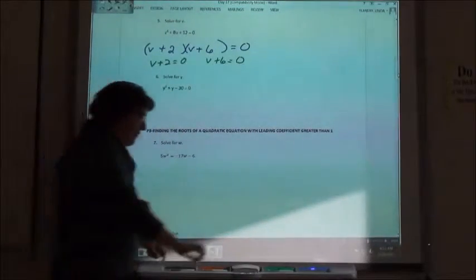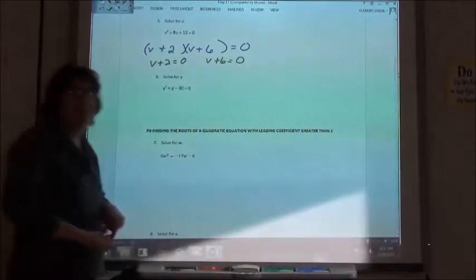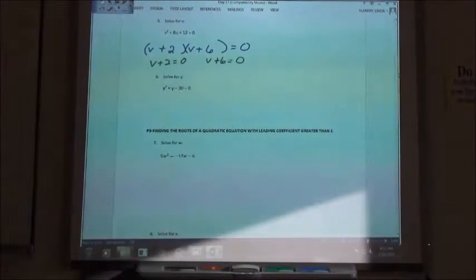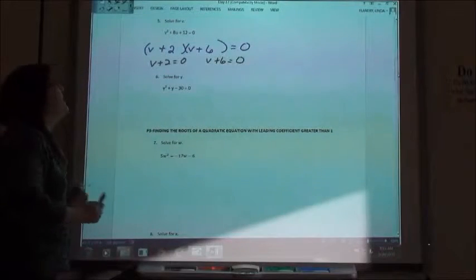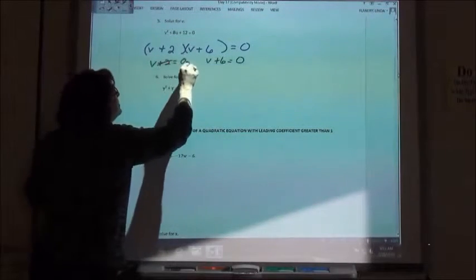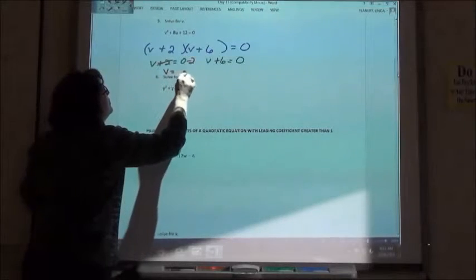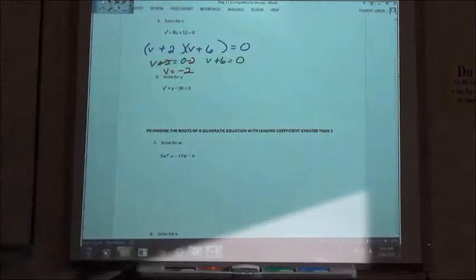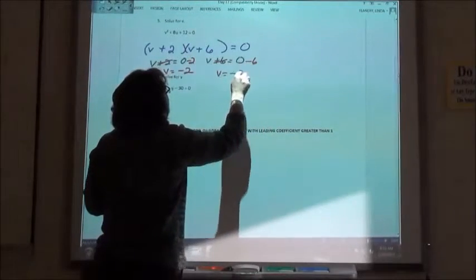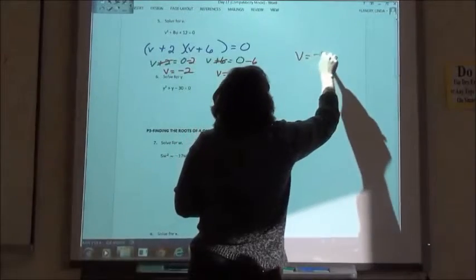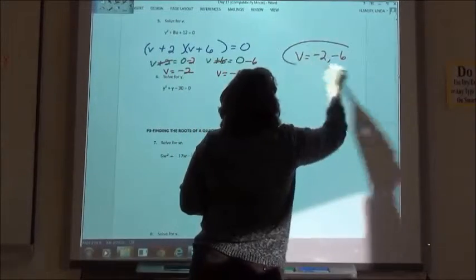So when I solve that first one, what am I going to do? You're going to subtract the 2. Minus the 2, because it's a plus 2. So v equals minus 2. And on the second one, it's going to be a negative 6. So v either could be negative 2 or negative 6.